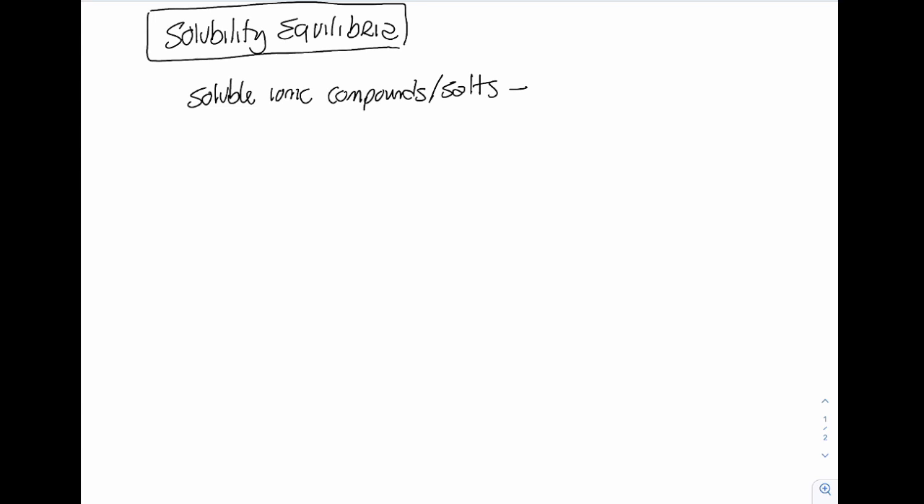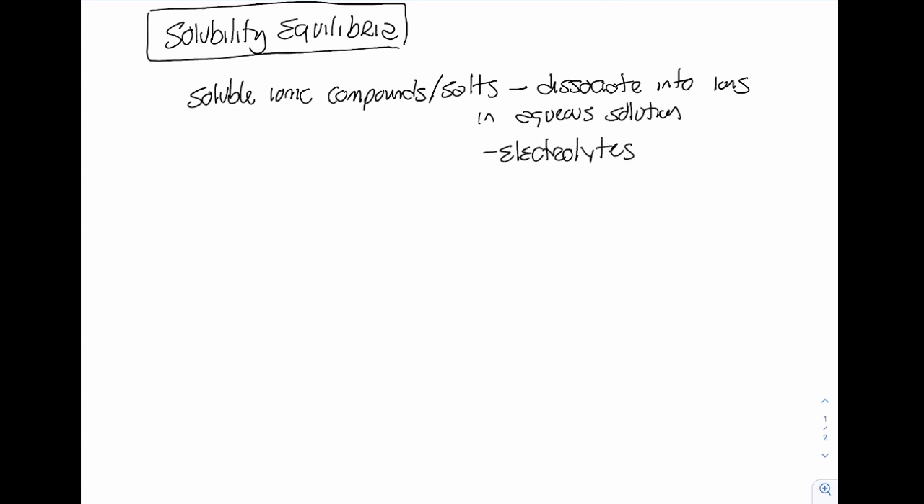So these are going to be ones that dissociate into ions in aqueous solution. When you learned these in either 150, 151, probably 130 also, or high school, we said that they are electrolytes. Right? Electrolytes were things that when we put them in water, we're going to form charged particles or ions. And we used our solubility rules to determine whether or not something was soluble or insoluble.